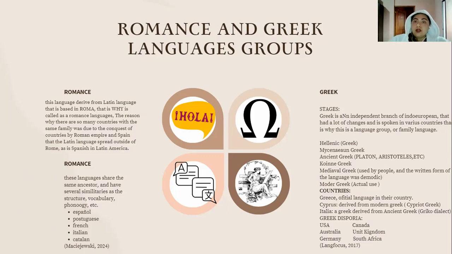Then we have Greek. Greek is an independent branch of Indo-European that has had a lot of changes, and the countries where it is spoken vary. Greek has a lot of stages: Hellenic, Mycenaean, Ancient Greek, Koine Greek, Medieval Greek, and Modern Greek, the current use. The countries that still share this language in the present are Greece, where it is the official language, Italy, with the Greco dialect, and also the USA, Australia, Germany, Canada, the United Kingdom, and South Africa.